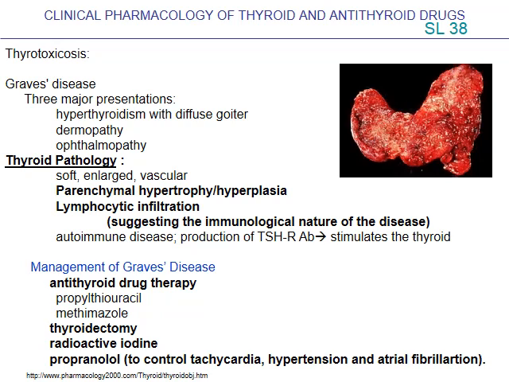And the autoimmune component, of course, will be producing this antibody that, rather than just binding and neutralizing something, is binding and activating its target, which is the TSH receptor. The management of this disease is therefore achieved through drugs such as antithyroid thioamides, such as propylthiouracil or methimazole, thyroidectomies, radioactive iodine, or propranolol to control tachycardia, hypertension, and atrial fibrillation.